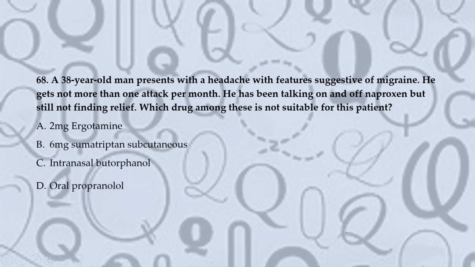A 38-year-old man presents with headache with features suggestive of migraine. He gets not more than one attack per month. So the number of attacks per month is less. Okay, just one. He has been taking on and off naproxen but not finding relief. Which drug among these is not suitable for this patient?